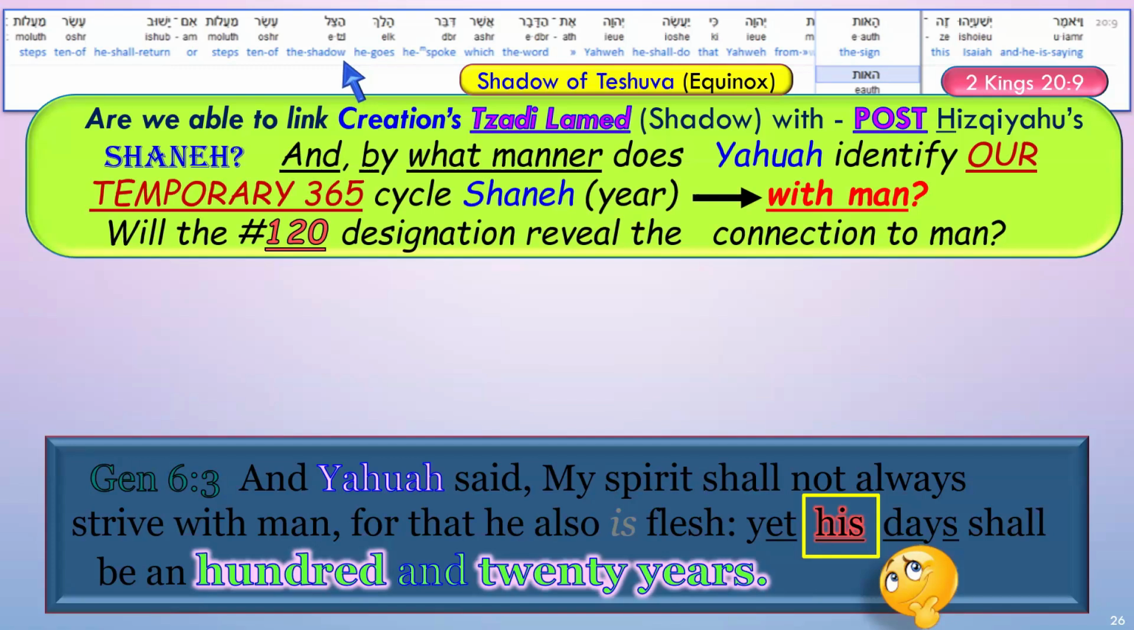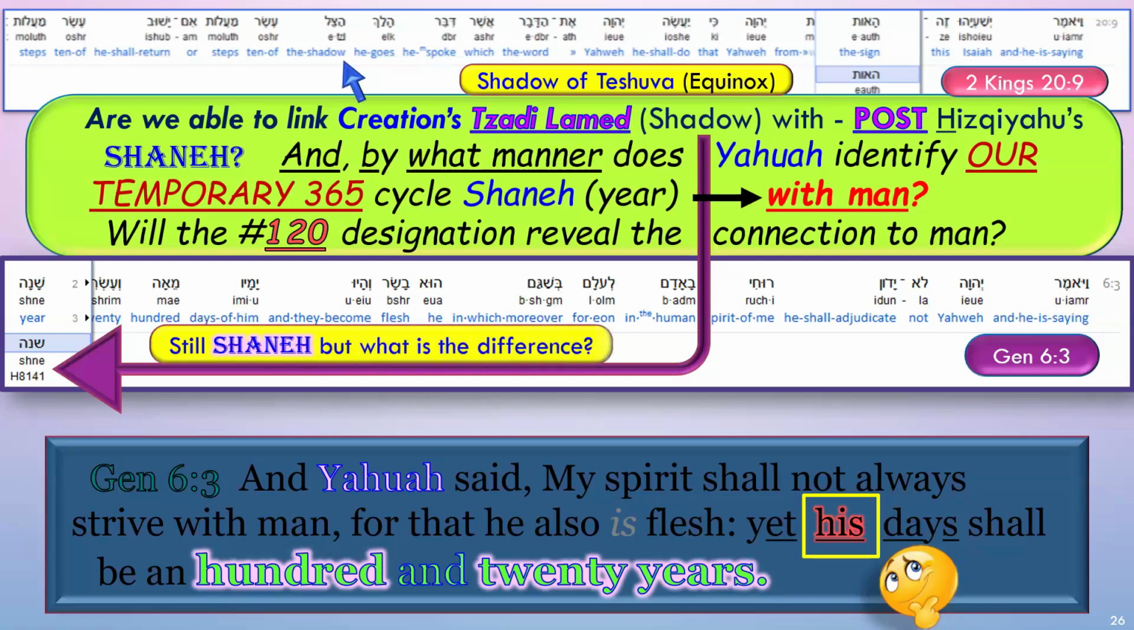Let's read down on the bottom here, Genesis 6, verse 3. And Yahuwah said, my spirit shall not always strive with man, for that he also is flesh, yet his days, note the emphasis, yet his days shall be how many? 120 years. There's the 120 again. What linkage does that have when speaking back to Noah?